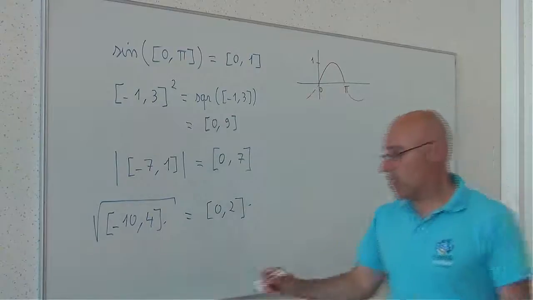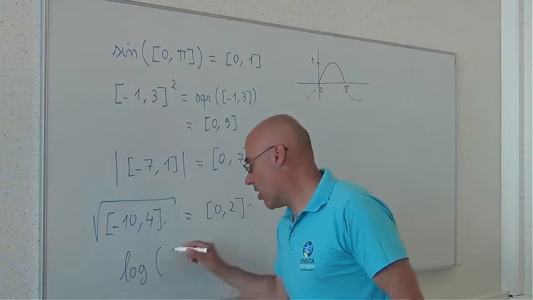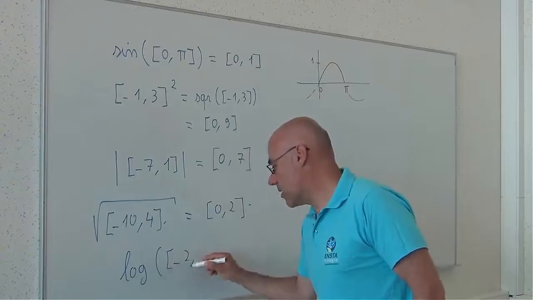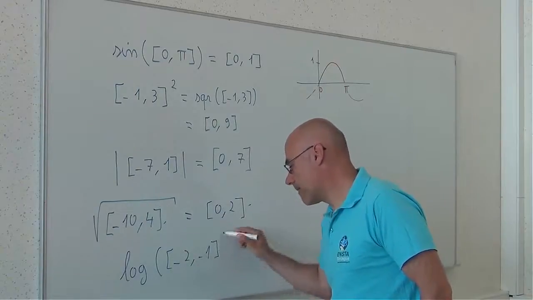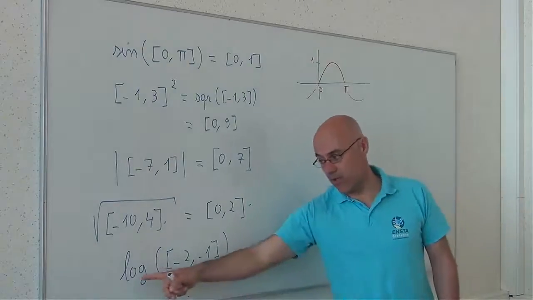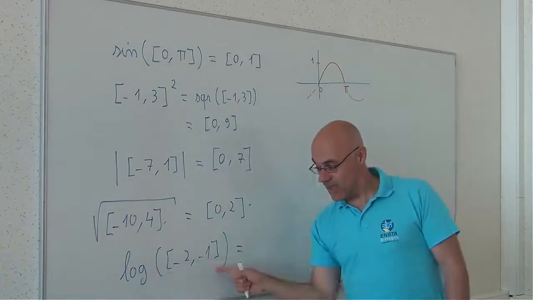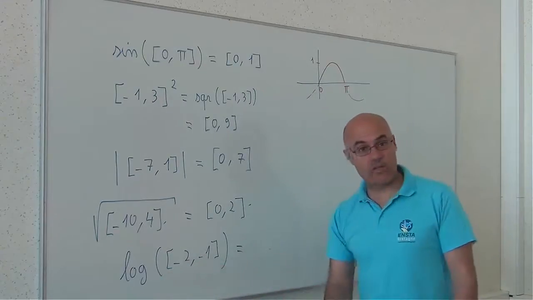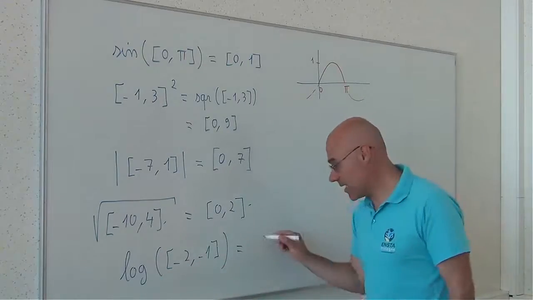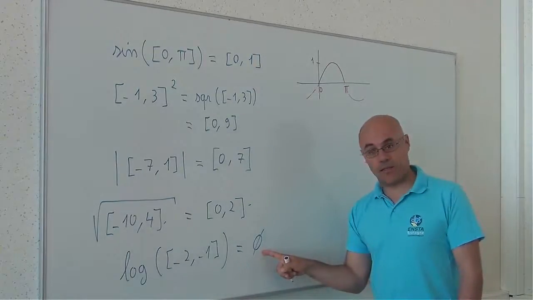And our last example I will consider is the logarithm of an interval, for instance, [-2, -1]. This interval does not belong to the domain of this function, so this will be empty. And the smallest interval which encloses the empty set is the empty set itself. So this is an interval.